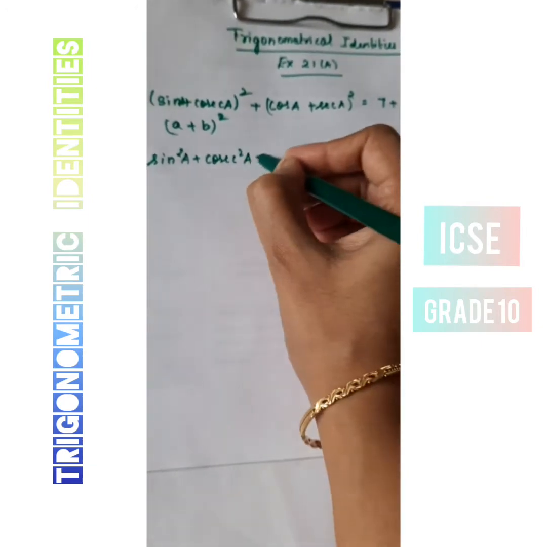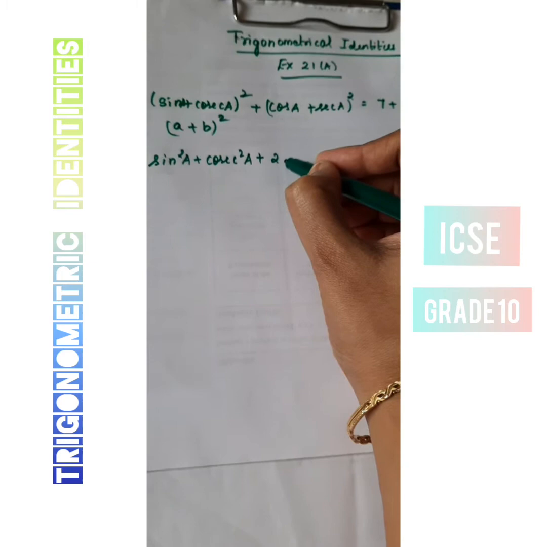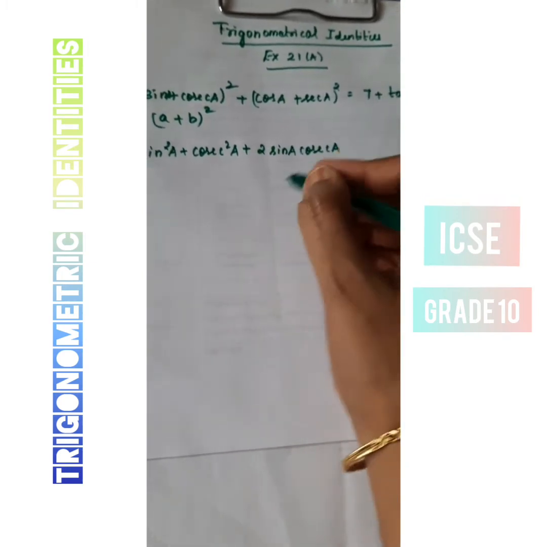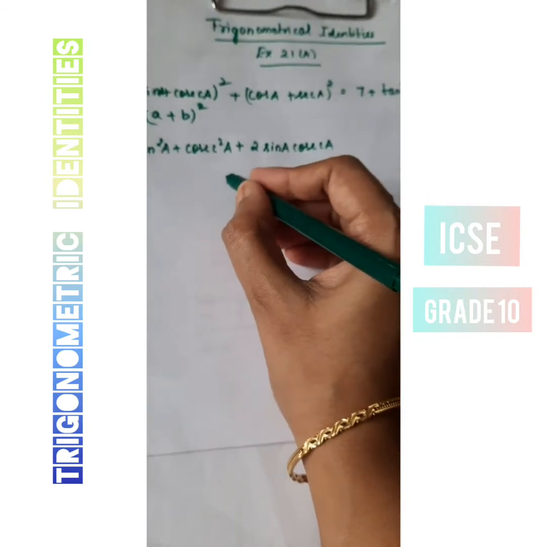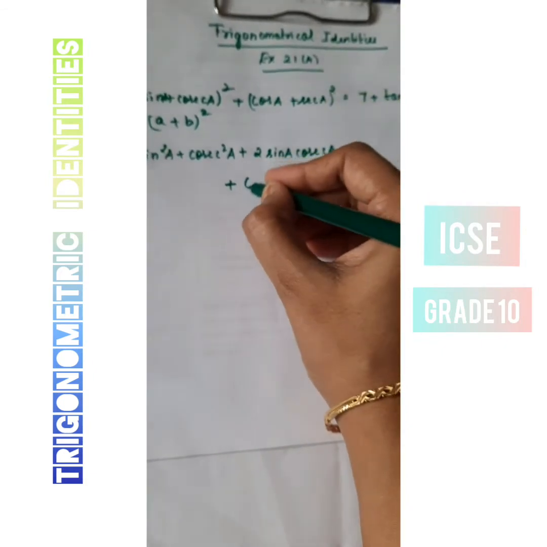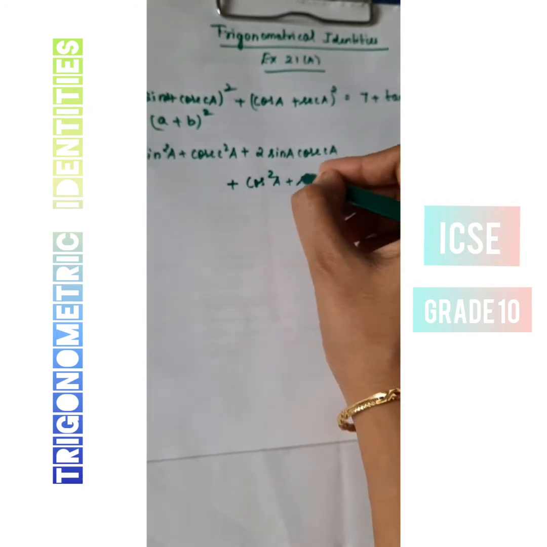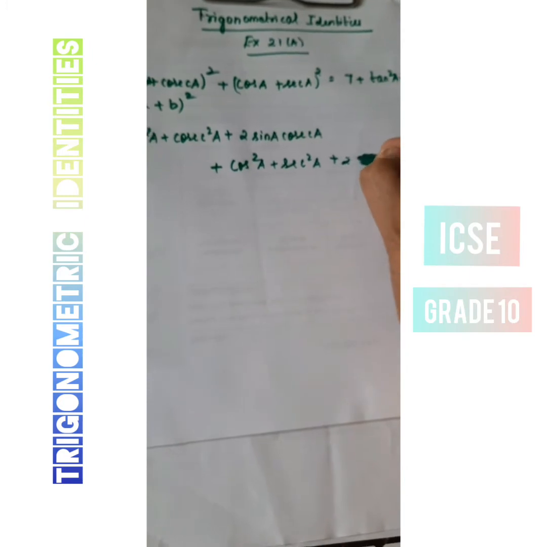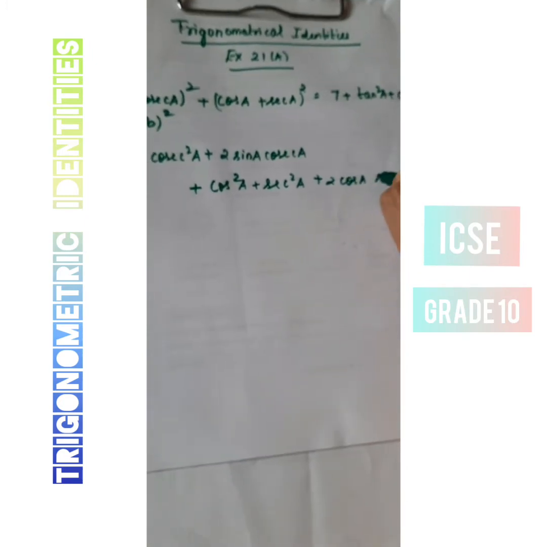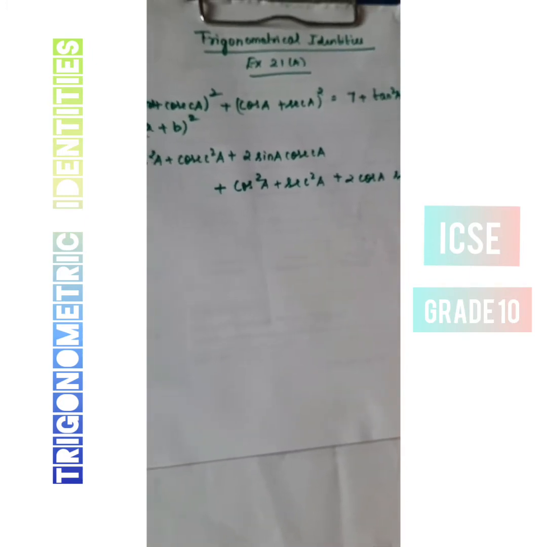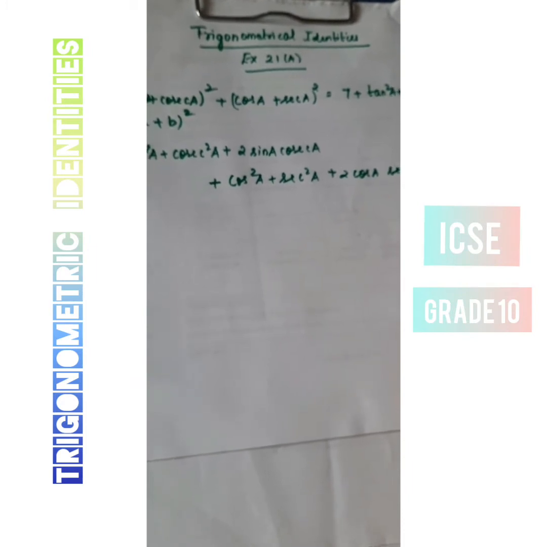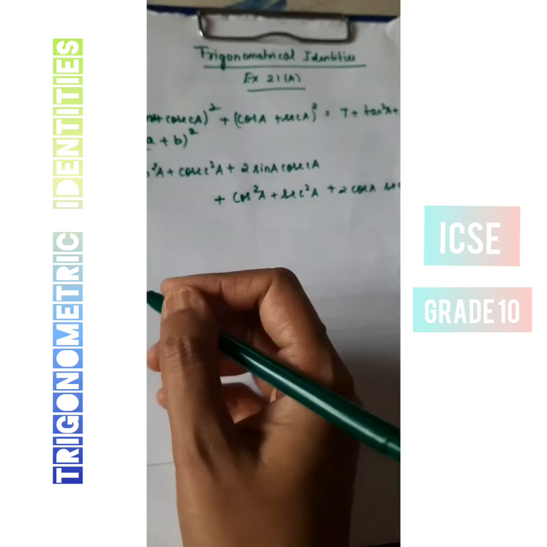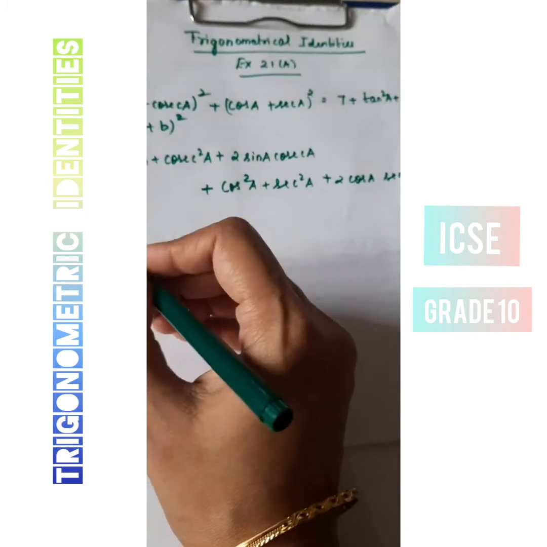So that's going to be sine square a plus cosecant square a plus 2 into sine a into cosecant a. We have one more set, that is (cos a plus secant a) whole square. So that is cos square a plus secant square a plus 2 cos a into secant a. So here, by just remembering few of the identities, we can solve this exercise.